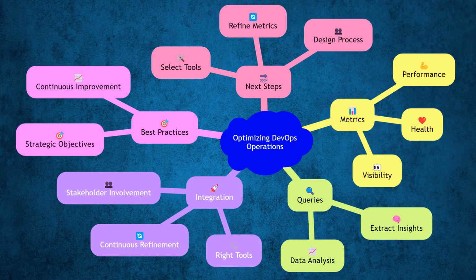In conclusion, the design and implementation of appropriate metrics and queries are critical for optimizing DevOps operations. Metrics provide visibility into performance and health, while queries enable teams to extract meaningful insights from data. By integrating these elements and following best practices, teams can drive continuous improvement and achieve their strategic objectives. The next steps involve selecting the right tools, involving stakeholders in the design process, and continuously refining metrics and queries to ensure they remain relevant and actionable. By doing so, teams can enhance their ability to monitor, analyze, and improve their operations.